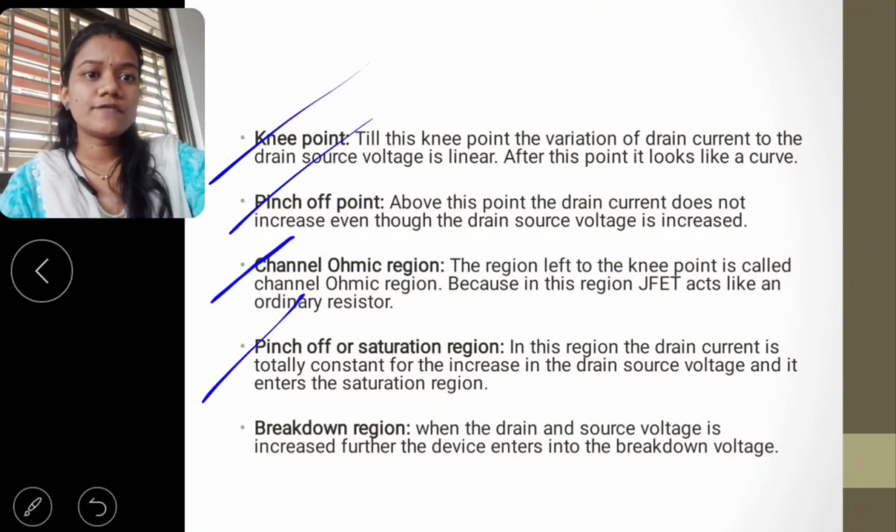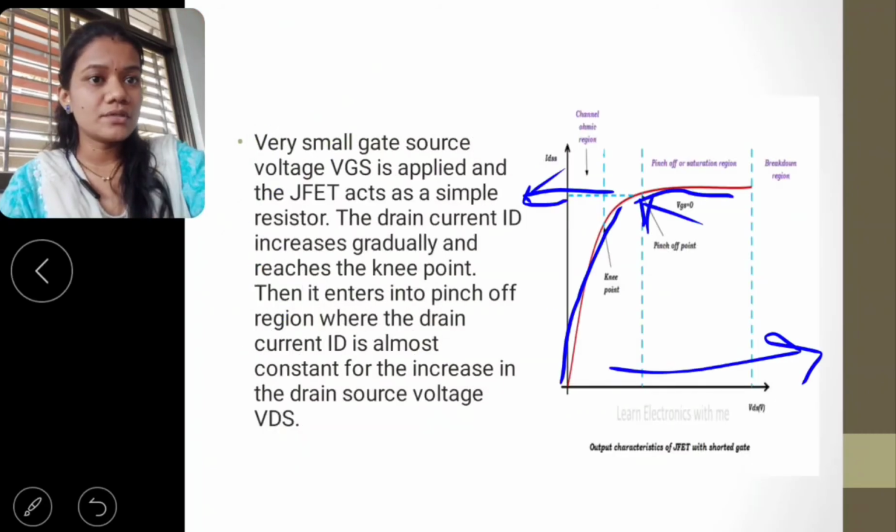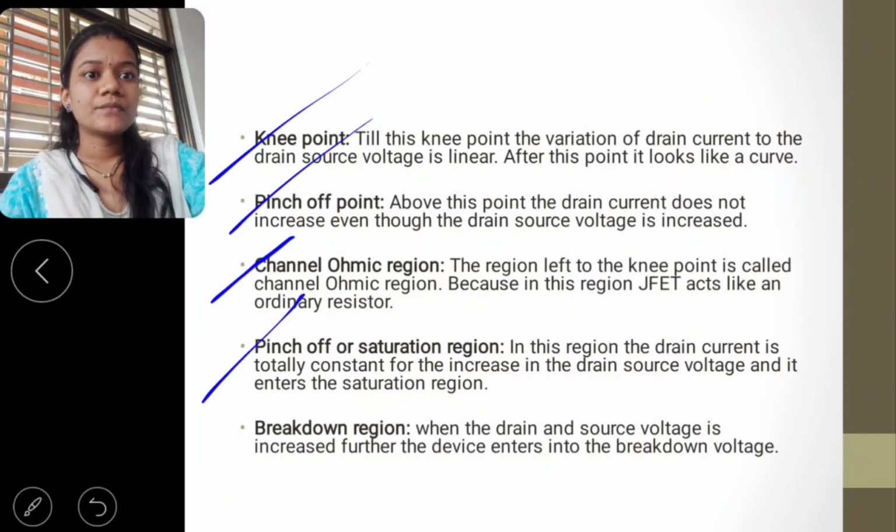Then the pinch off saturation region. In this region the drain current is totally constant. This is nothing but your pinch off region. We have seen that the drain current is constant as we increase the voltage. So we can call it the pinch off or saturation region.